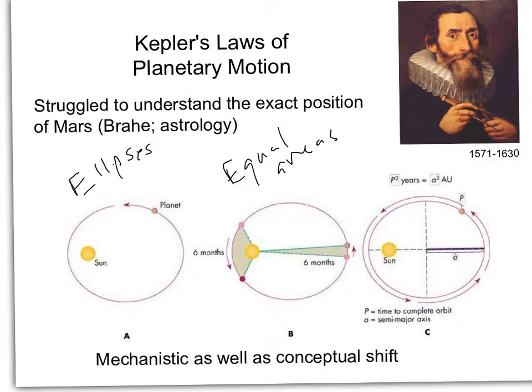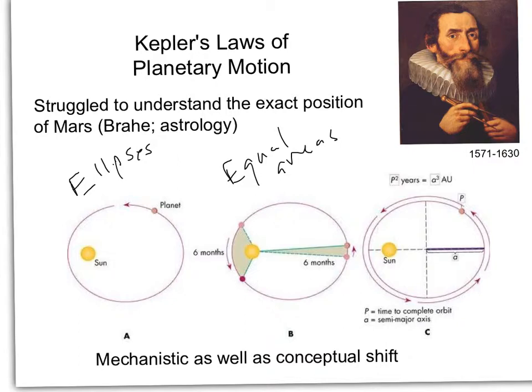The third one is that if you take the distance of the planet to the sun in terms of its semi-major axis, and you cube that, that will be equal to the square of the period, the time it takes to go around the sun. The period is essentially the year for the planet.